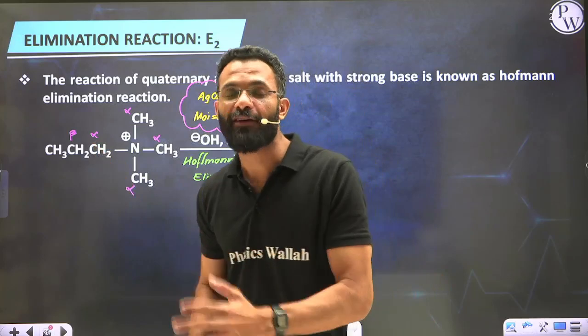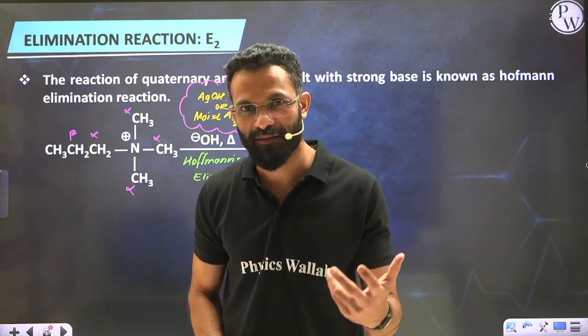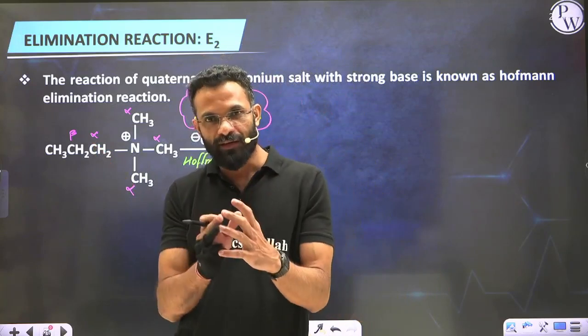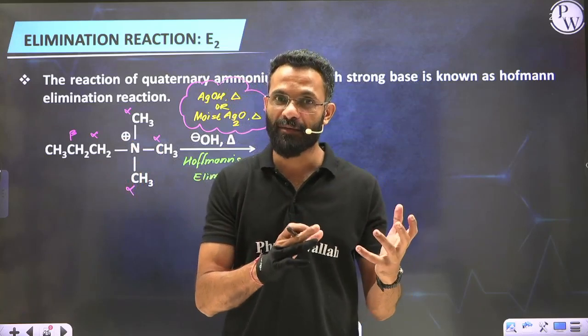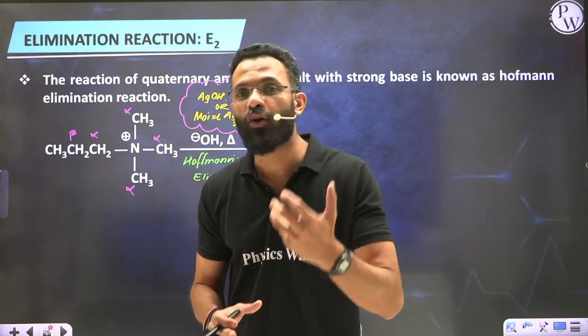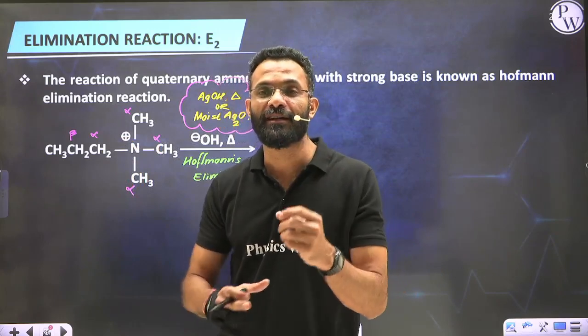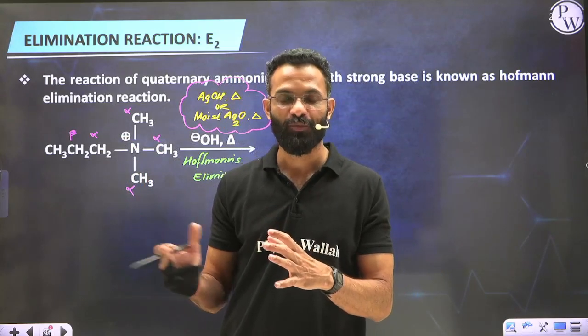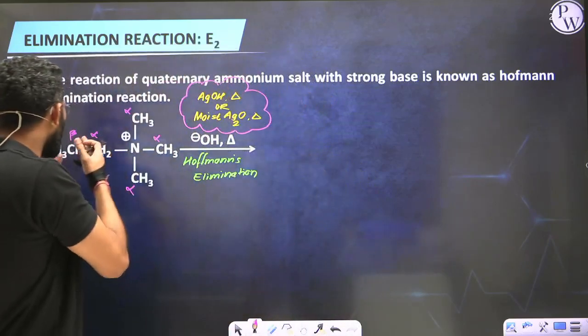You may have a substrate where there will be more than one beta carbon atom. When you have a substrate such as a quaternary ammonium ion containing more than one beta carbon, and when you have to do Hofmann elimination, in that case you should look for that beta carbon which contains more number of hydrogen atoms or more acidic hydrogen. Right now we are not left with any option. This is the only beta carbon.